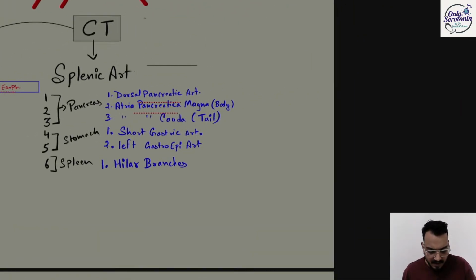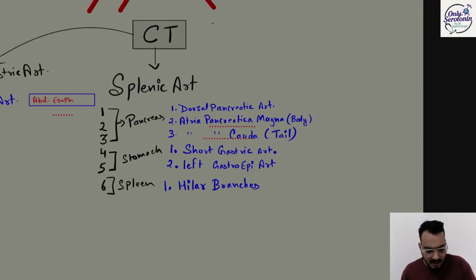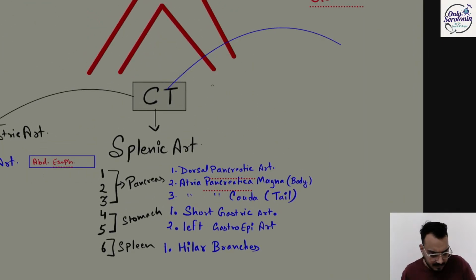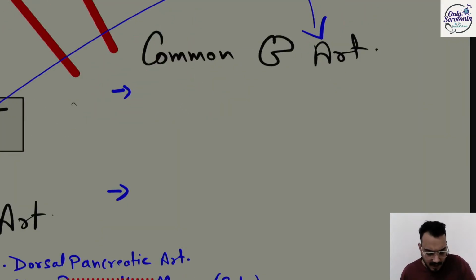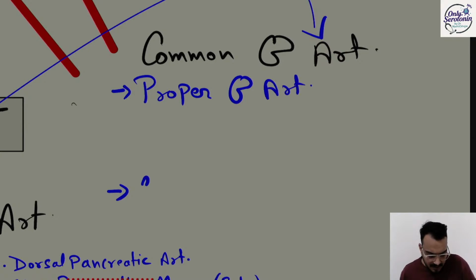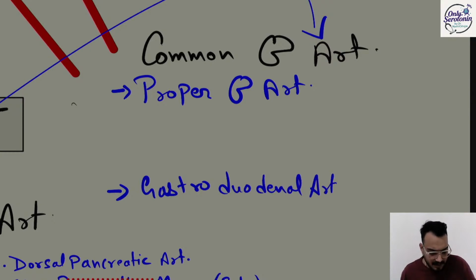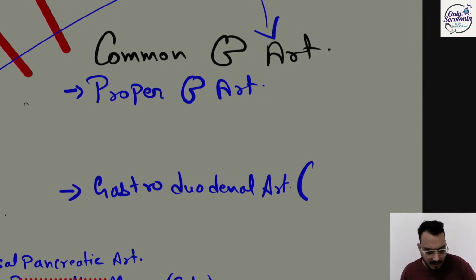Now, the last one is what, guys? The last artery which is going to supply me, that is my common hepatic artery. This common hepatic artery is going to give me two branches. First one is proper hepatic artery, and another one is gastroduodenal artery. This gastroduodenal artery is going to supply where, guys? This gastroduodenal artery is going to supply to the pylorus part of stomach.